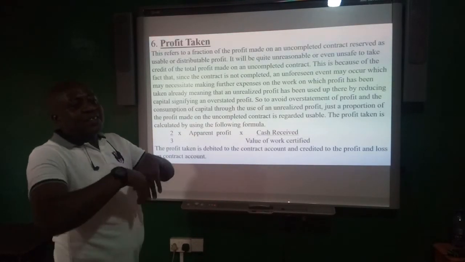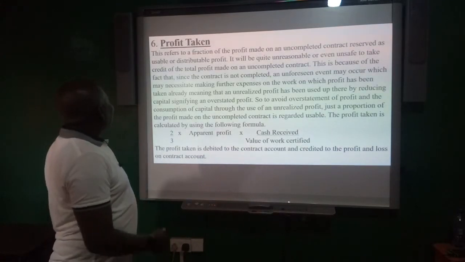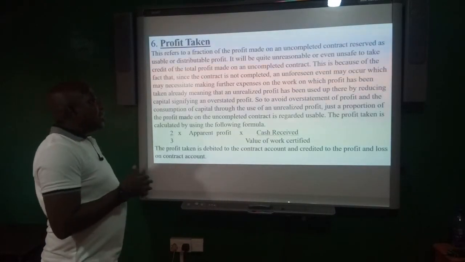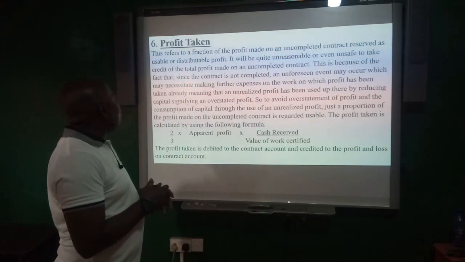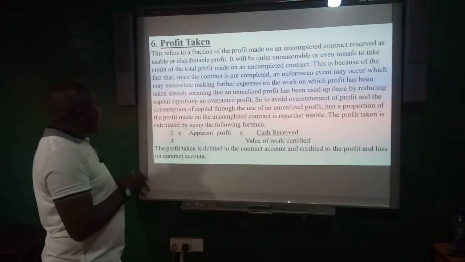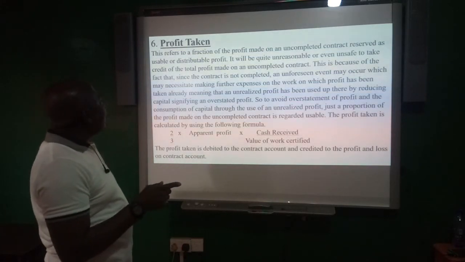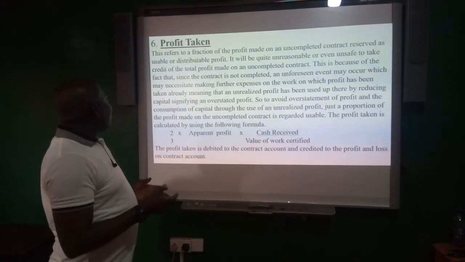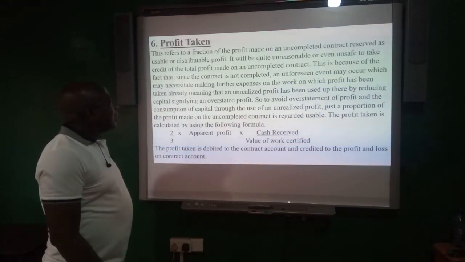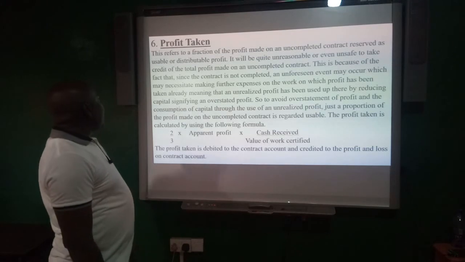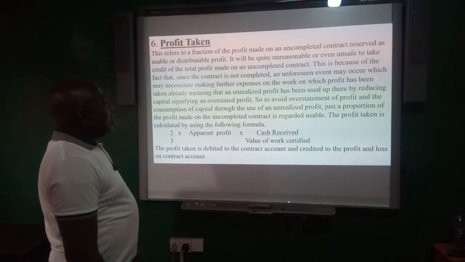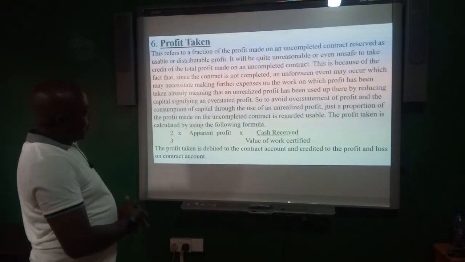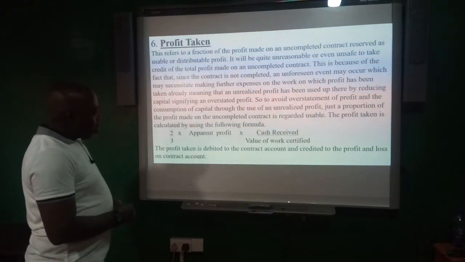So let's look at what is profit taking. Profit taking is a fraction of the profit made on an uncompleted contract, reserved as usable or distributable profit. It will be quite unreasonable or even unsafe to take credit for the total profit made on an uncompleted contract. This is because, since the contract is not completed, an unforeseen event may occur which may necessitate making further expenses on the work on which profit has already been taken, meaning that the unrealized profit has been used up, thereby reducing capital, signifying an overstated profit.